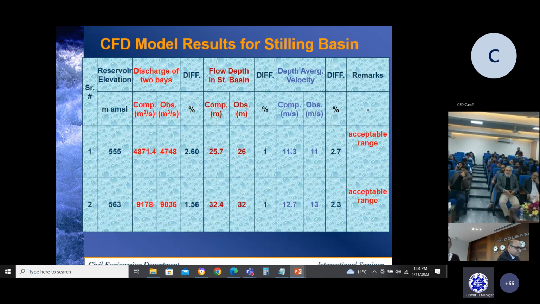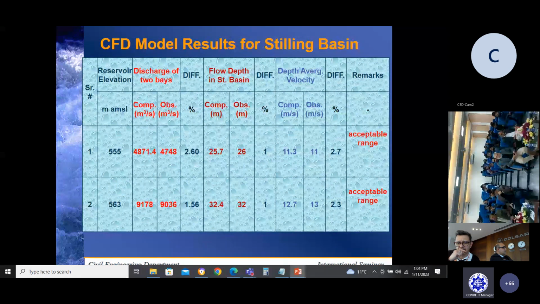When we compare the results of the model with the physical model data, we compare the discharge of the two bays, the flow depth in the stilling basin, and the depth average velocity. We find the percentage errors or difference between the physical model and ours is less than 5%. So it shows that the model is well validated.